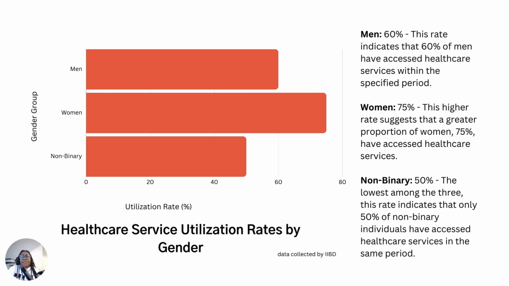In this bar chart, we can see that the rate for men indicates that 60% of men have accessed healthcare services within the specified period, whereas a greater proportion of women, 75%, have accessed healthcare services. And again, we compare to the non binary gender group, the lowest among the three. This rate indicates that only 50% of non binary individuals have accessed healthcare services in the same period.